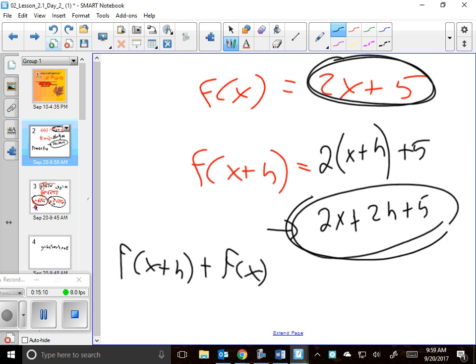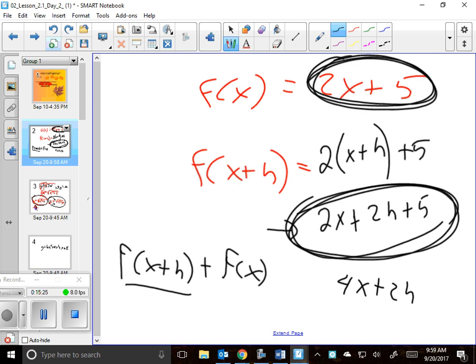Now would you have some like terms that could be added together? If this was f of x plus h, now I got to add this. Yeah, the 2x can go together, and the 5's can go together. And so you'd have a total of what? 4x plus 2h, and then a 5 plus 5 is 10. That is a typical problem for today.